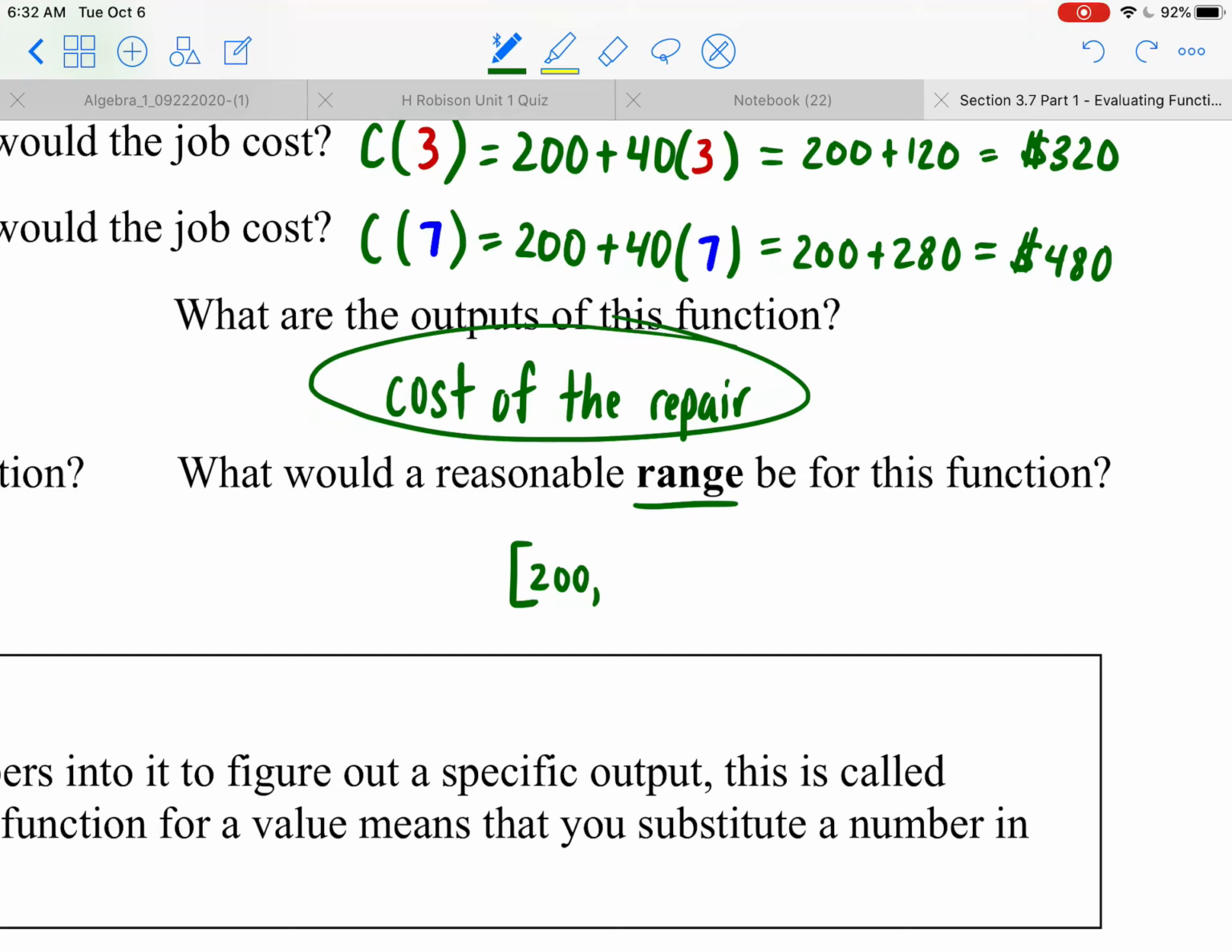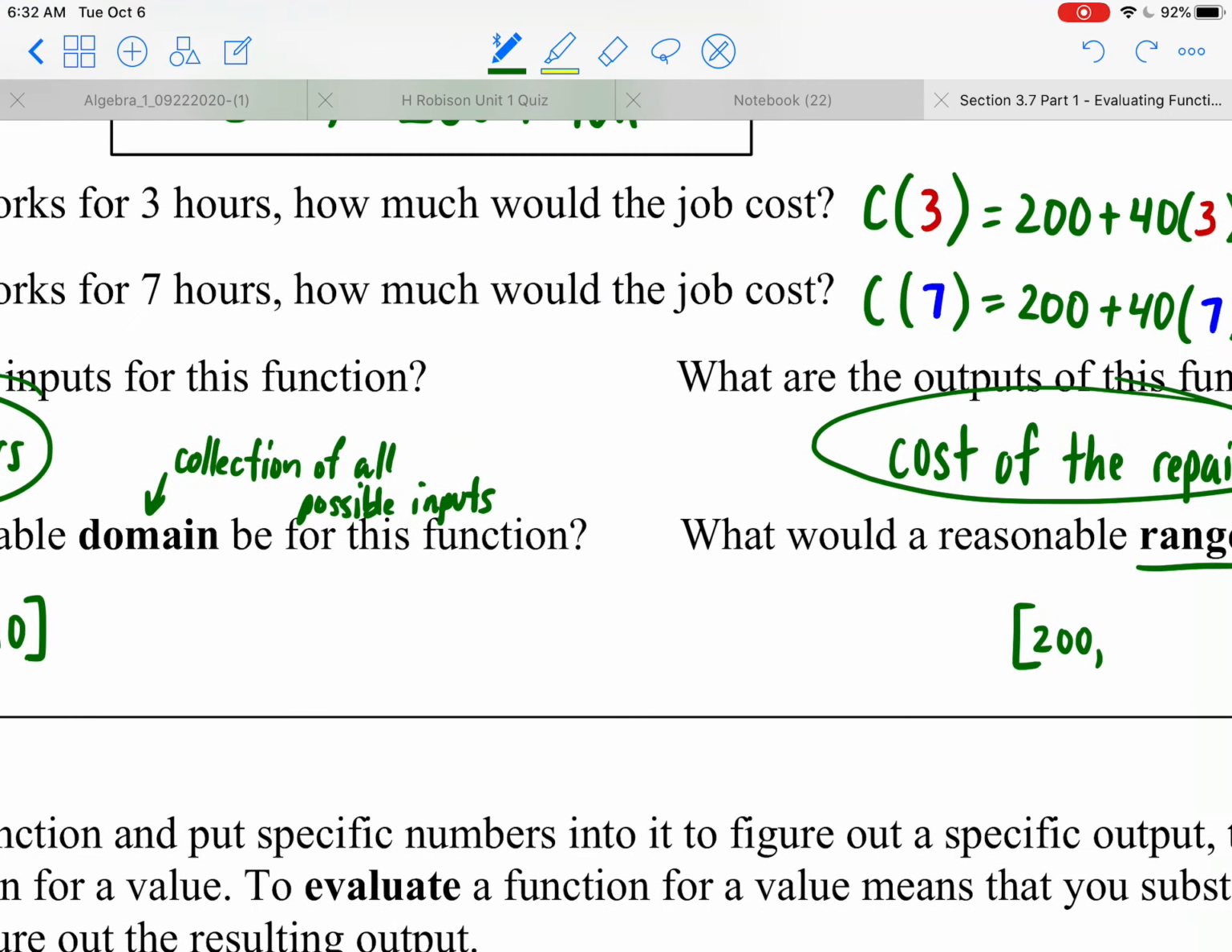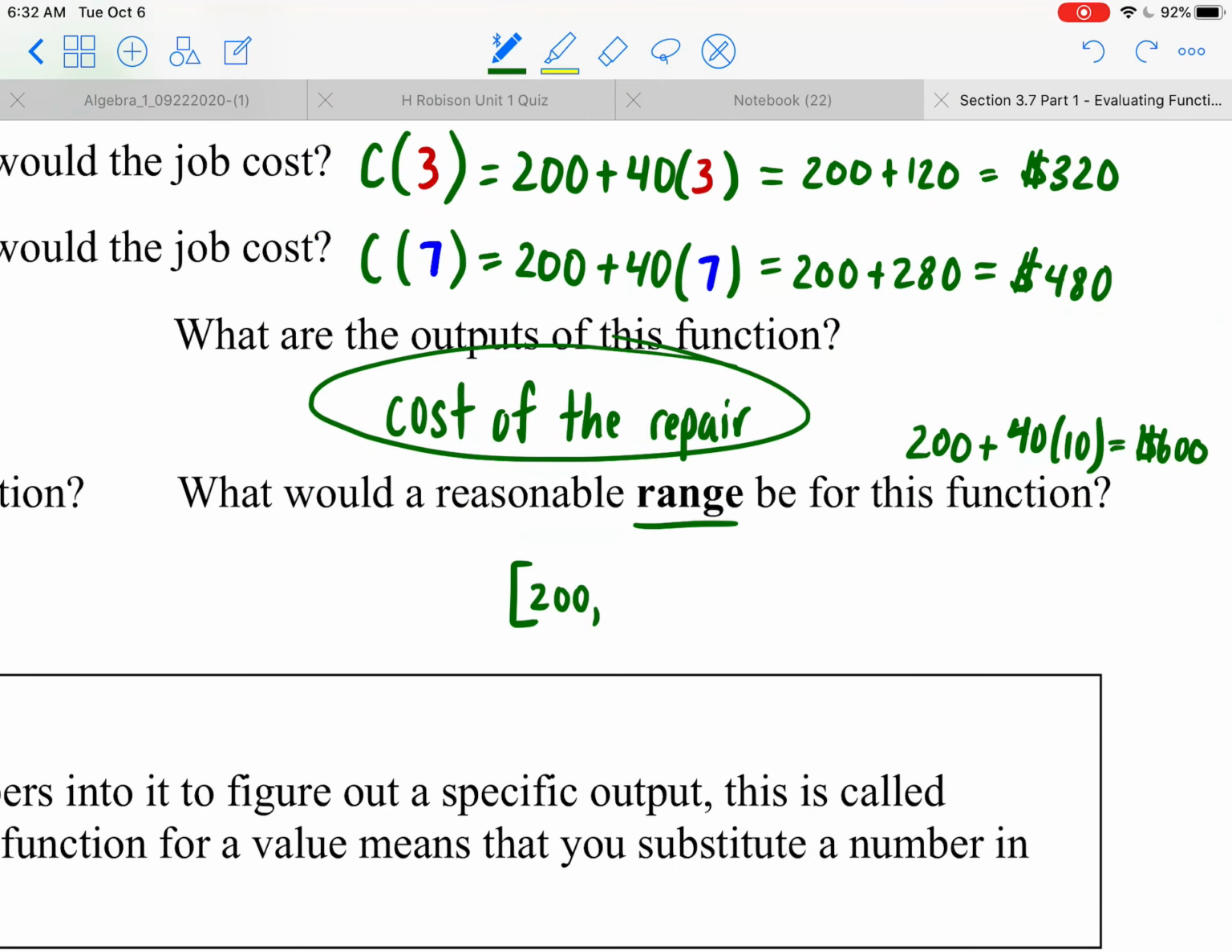And then what's the most that you could pay for this? Well, if the mechanic worked for 10 hours, that would probably be good to find out, right? So $200 plus 40 times 10. If you do that, that gives you $600 right there. So the output is the cost that you're going to incur by having the mechanic fix the car. I think it would be reasonable to say it's going to be somewhere between 200 and 10 hours of work, right? Because 10 hours was our upper end for our input over here. So that's going to be somewhere between $200 and $600.